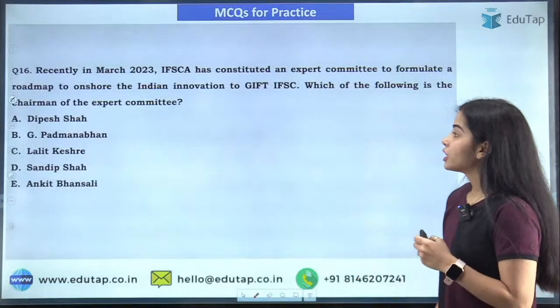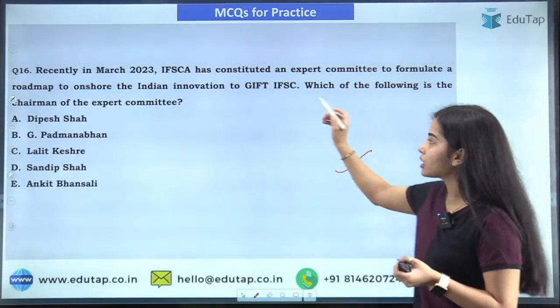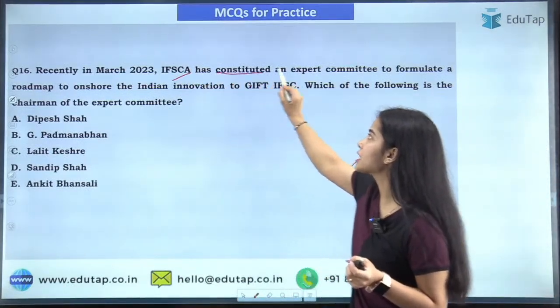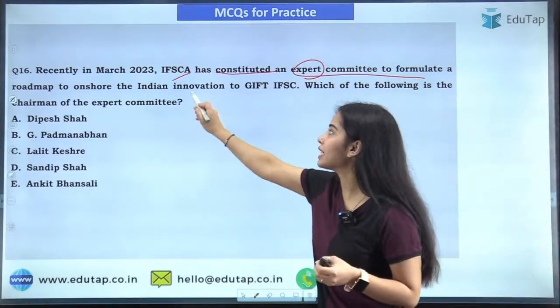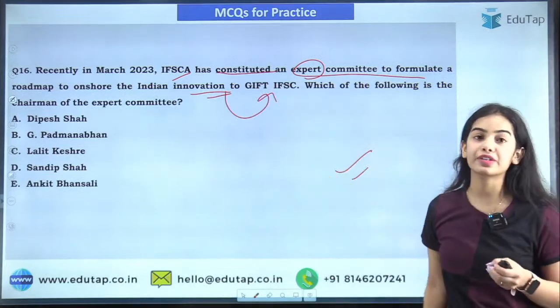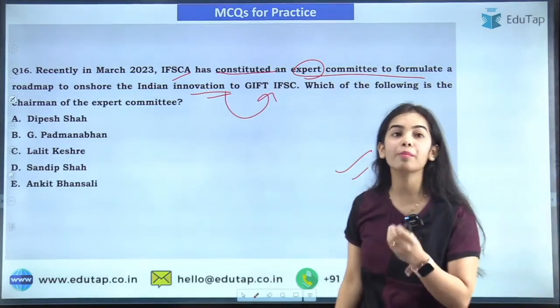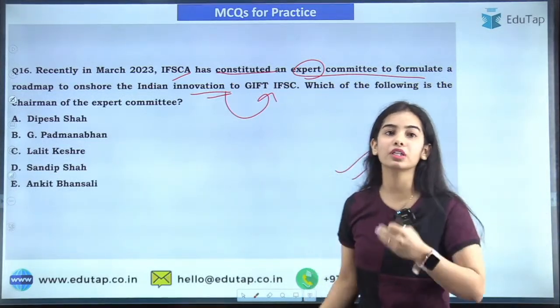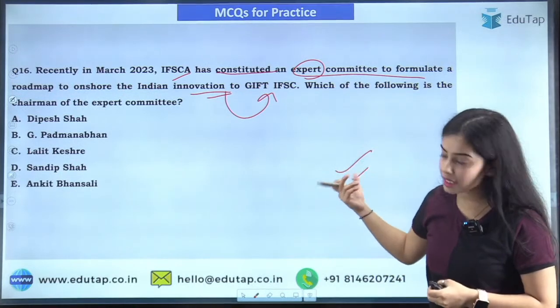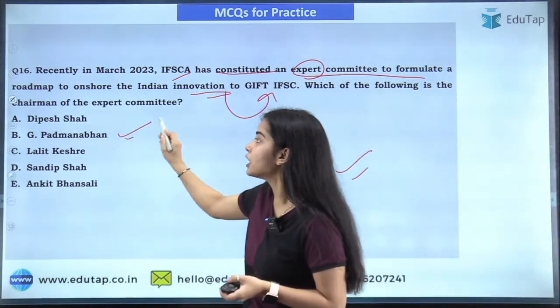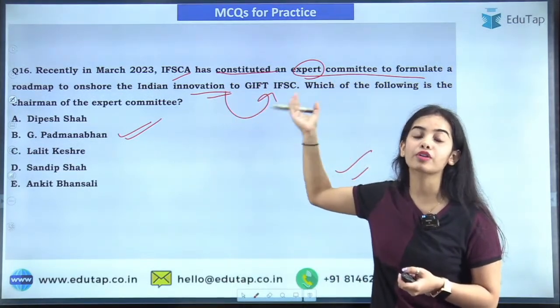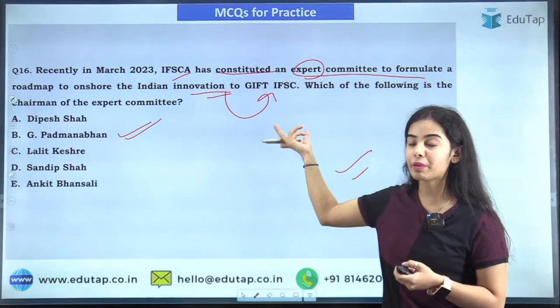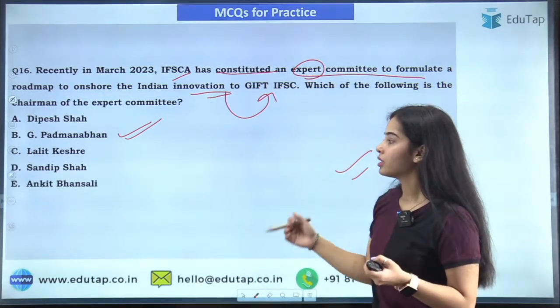Now coming to the next question. IFSCA has constituted an expert committee to formulate a roadmap to onshore Indian innovation to the GIFT IFSC. You have to tell who has become the chairman of the expert committee. It is very easy: it is G. Padmanabhan. Recently the IFSCA paper will also happen, so this can be important for that examination. Remember this if you are preparing.